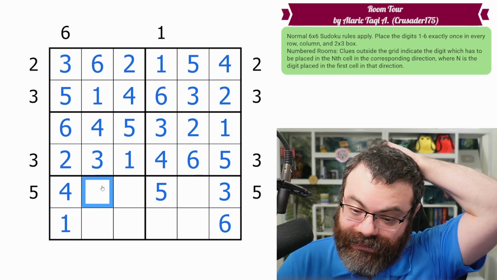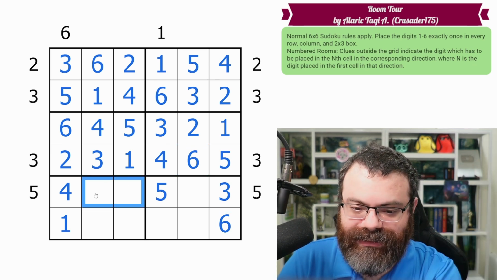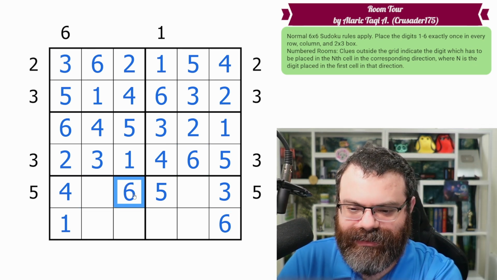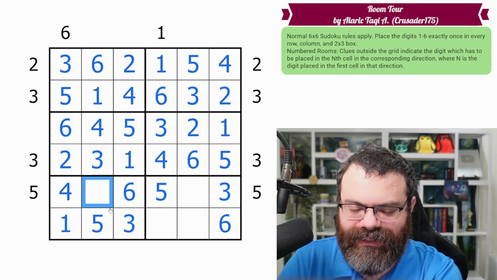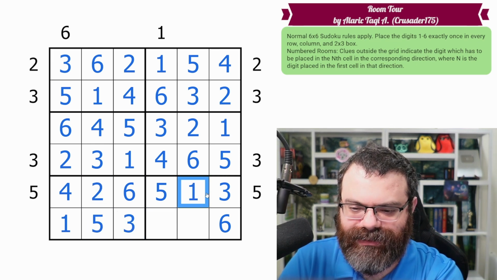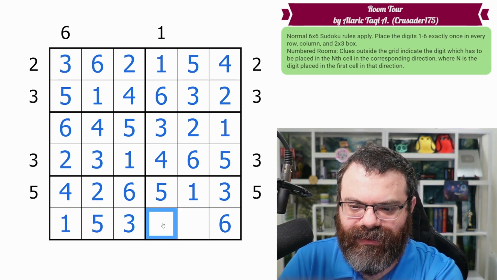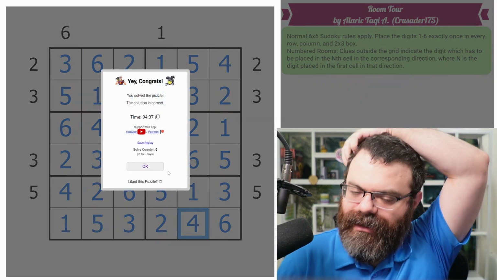Just literally just filling every digit. This 6 needs to go up here. This 6 tells us it's not there, so that's a 6. We need 5 and 3 to go down here. This is 5 and 3. This is just the remaining 2 for the box. This is our 1. Down here we need 2 and 4. They go like that, and we're done.